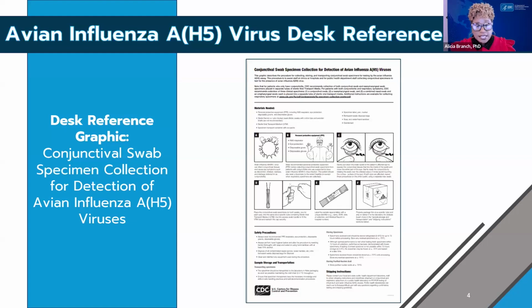On July 17th, a CDC LOCKSS message was sent announcing the publication of a new desk reference graphic, conjunctival swab specimen collection for detection of avian influenza A, H5 viruses. The infographic describes the procedures for collecting, storing, and transporting specimens from suspected infection and confirmed infectious patients for avian influenza A, H5 testing. You can view the graphic using the link in the chat. And if you have any questions about this graphic, please send them to locks@cdc.gov.